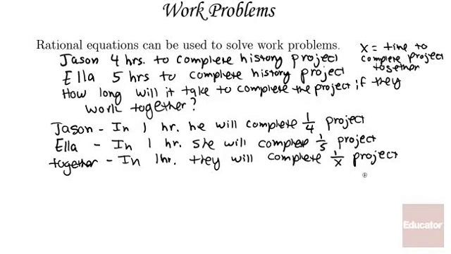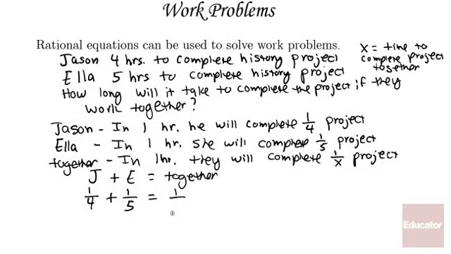You could then write an equation using this. That means Jason's time plus Ella's time would equal their time together, per hour. So in an hour, Jason can do a quarter of the project. In an hour, Ella can do a fifth of the project. Together, in an hour, they can do 1 over X of the project.